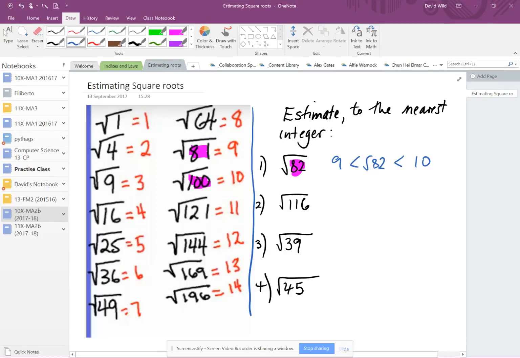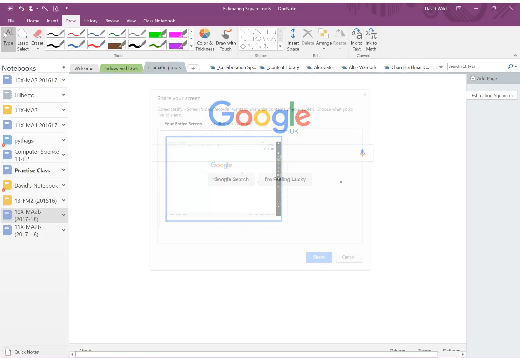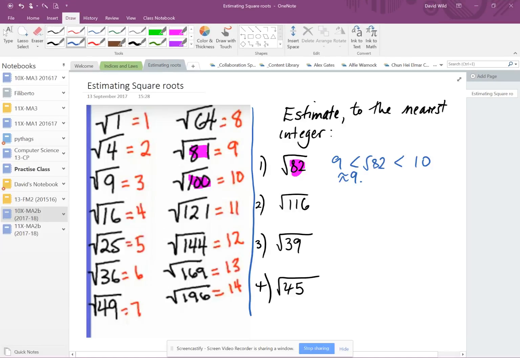Is everyone okay with that? Right, is it closer to 9 or is it closer to 10? It's closer to 9. So our answer is approximately 9. That's the sign for approximately, isn't it? Wiggly equals. Everyone okay with that? Yeah? Any questions? Try the next three, please.